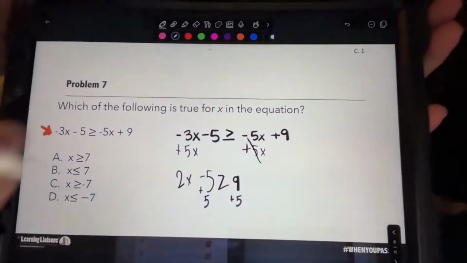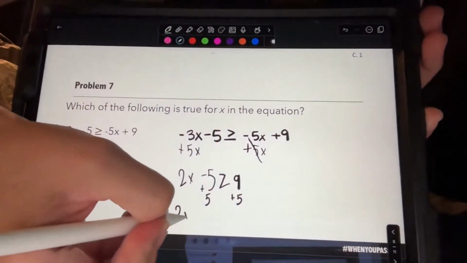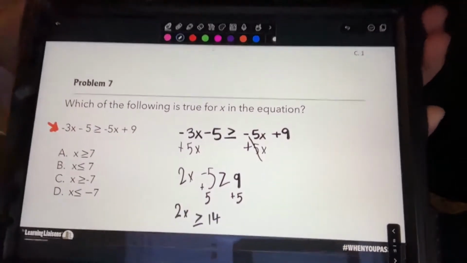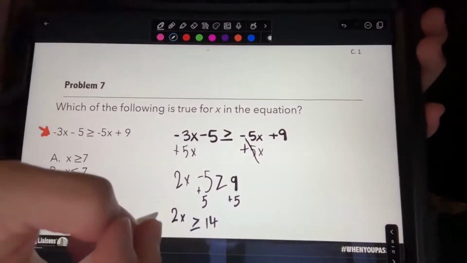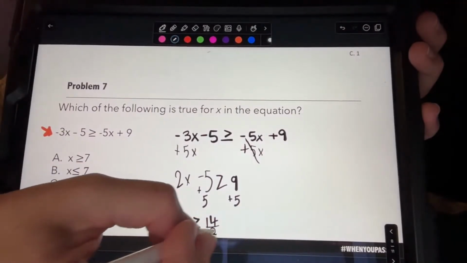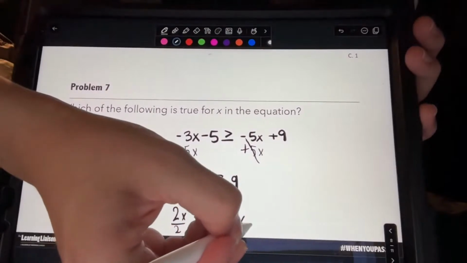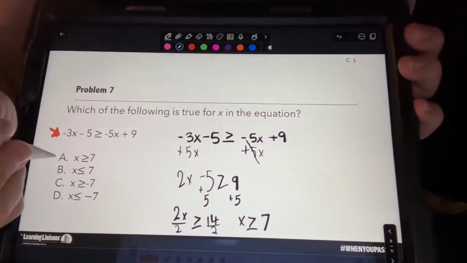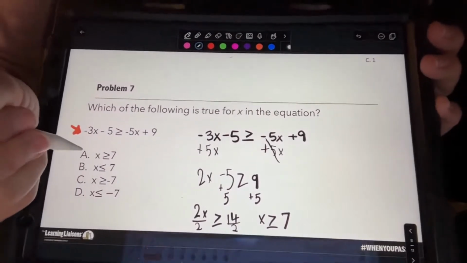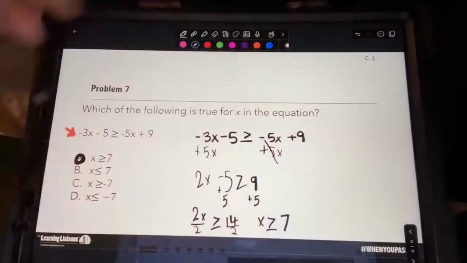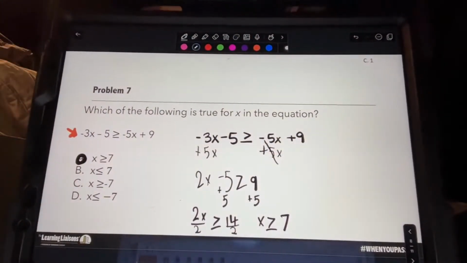So I have 2x is greater than or equal to 14. How do I get that x by itself? Divide both sides by 2. And x is greater than or equal to 7, which is A. Now, what if that process did not make sense to you and you wanted to use the answer choices to help you?